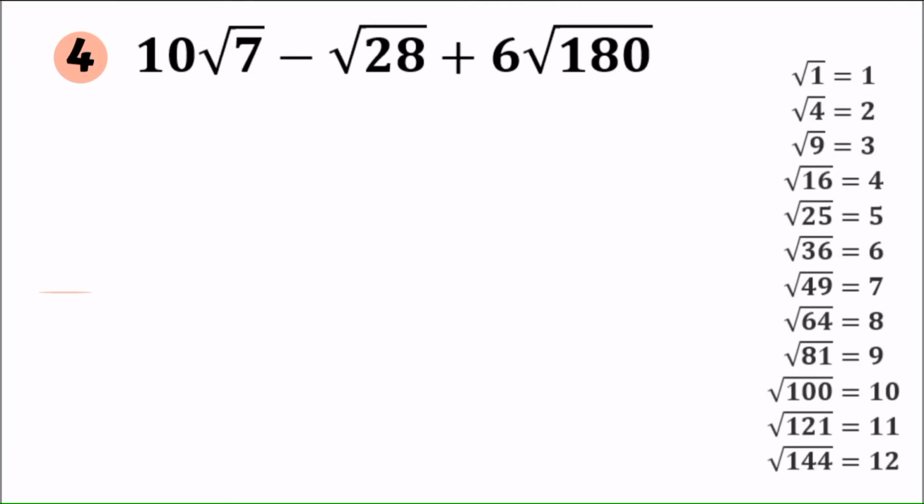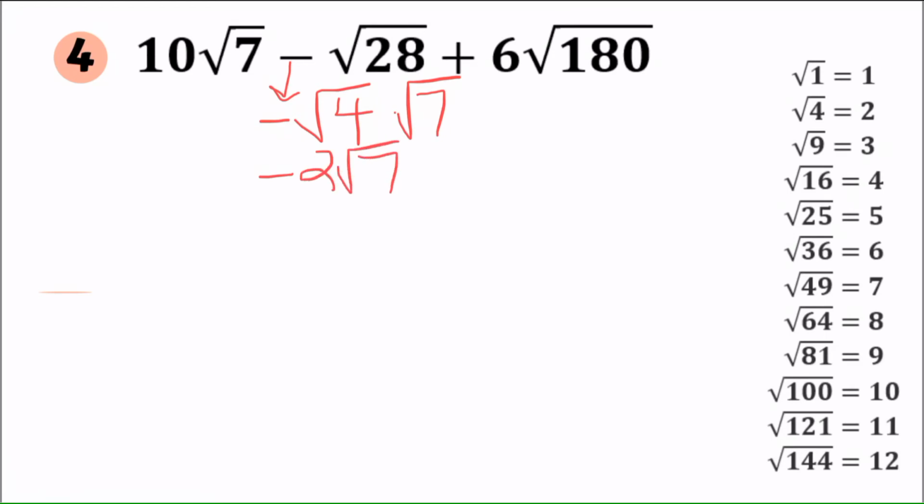10 square root of 7 minus square root of 28 plus 6 square root of 180. I need to break down the radicals that I can break down. I can't break down the square root of 7, so I'm going to leave the first one alone. And I'm going to break down the square root of 28 and the square root of 180. The square root of 28, I can rewrite that as the square root of 4 times the square root of 7. The square root of 4 is 2, and don't forget the negative sign, so this becomes negative 2 square root of 7.